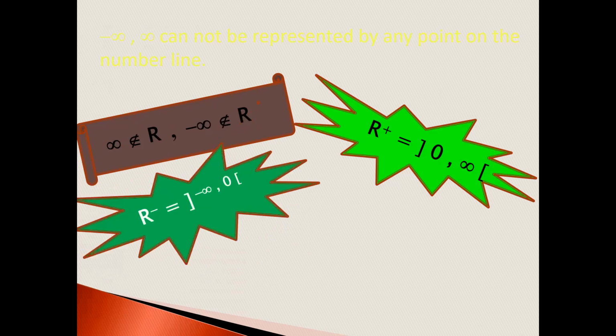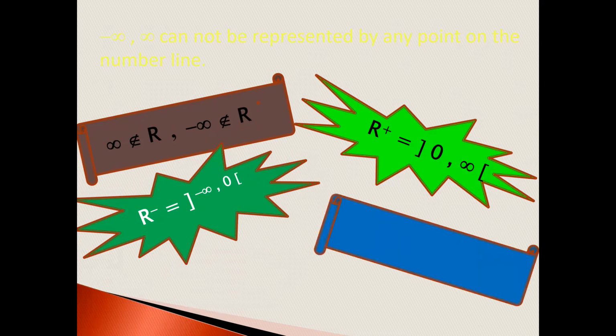R negative, sorry. R negative means the negative numbers, the numbers less than 0, but 0 is neither positive nor negative, so 0 is open. And negative infinite is always open. So R negative equals negative infinite open and 0 open. R positive equals 0 open and infinite open.